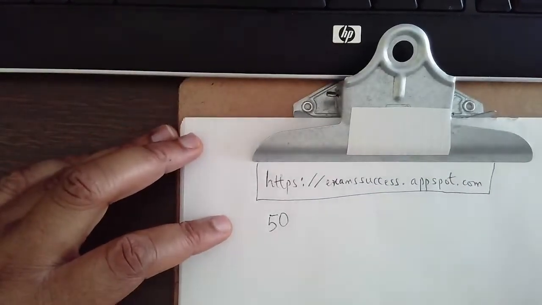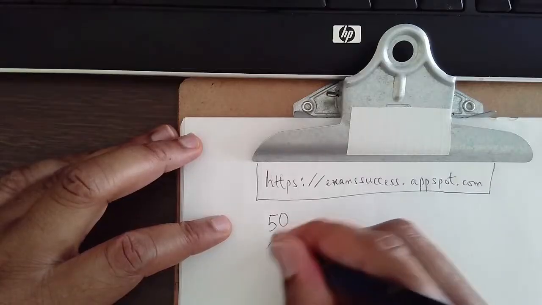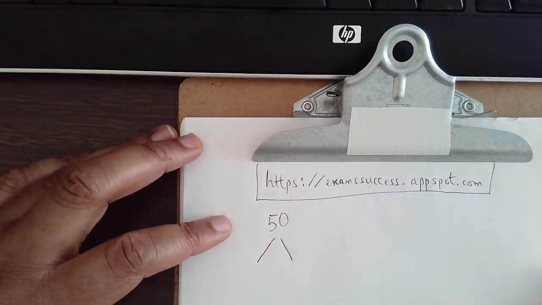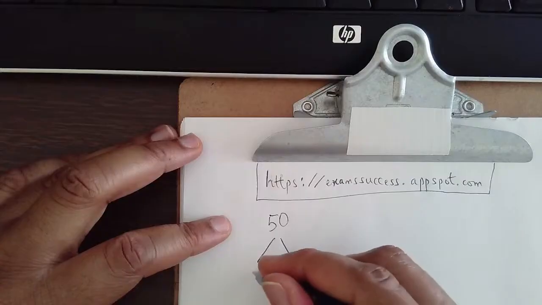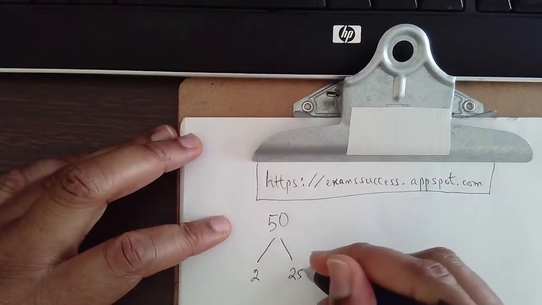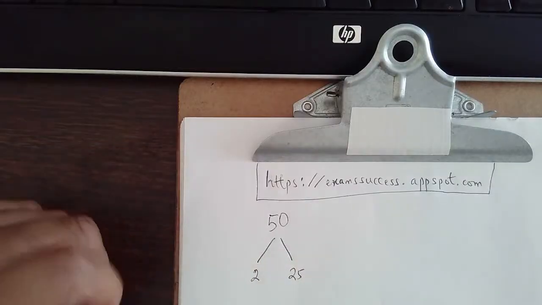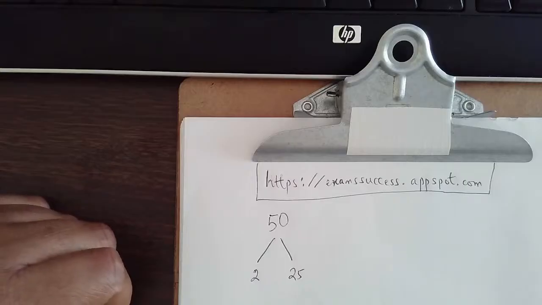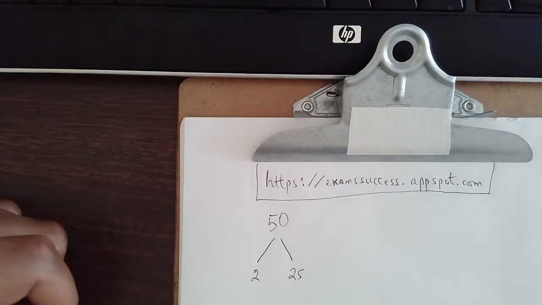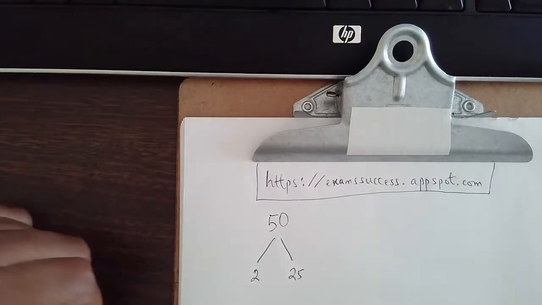Okay, so for 50, using prime factorization, we have 2 and 25. So you start with the factors that are prime numbers. That is the prime factorization method. Find 2 factors of 50 such that one is a prime number, and you start with the smallest. 2 is a prime number, so that's why we say 2 and 25.